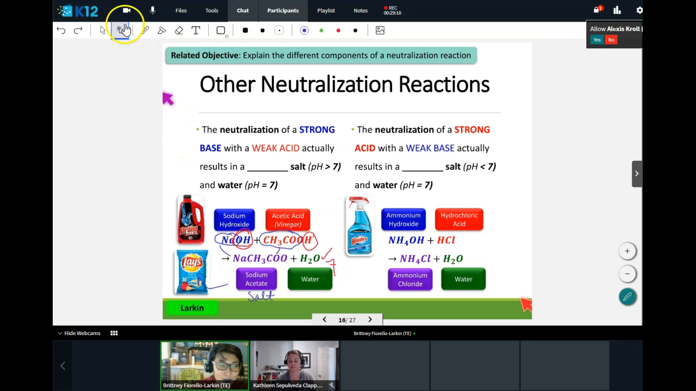Does that make sense, Shelbs? So the one that is stronger will win this tug of war in the neutralization reaction. Our base will win, and the result is we end up with a slightly basic salt. It's not super basic. It is a neutralization reaction, so it's still close to neutral, but it is slightly basic.